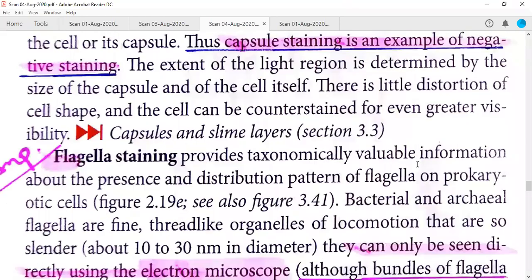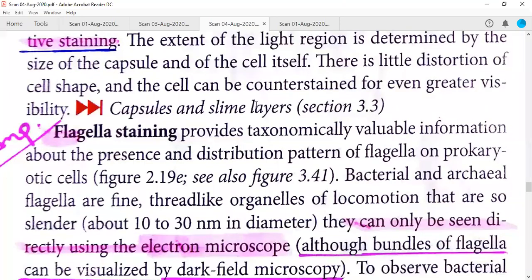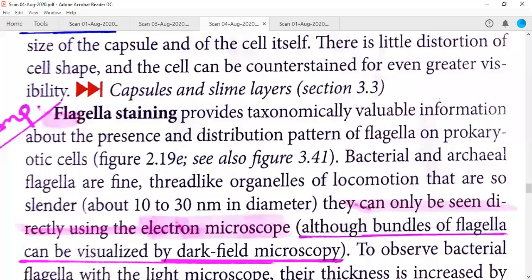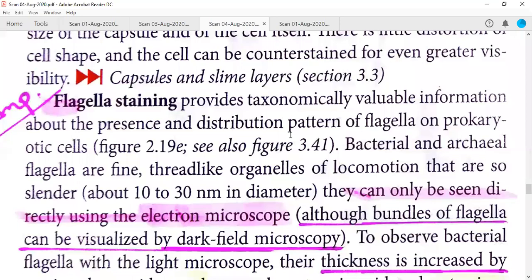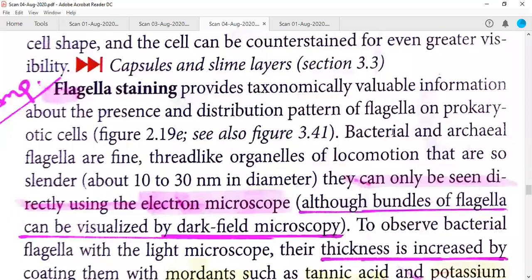And if you want to stain the flagella, flagella staining is of taxonomic value, because as we have discussed, there are many different positions of flagella: monotrichous, amphitrichous, peritrichous, and lophotrichous. So they should be stained so that we can count the number of flagella and exactly where they are present.